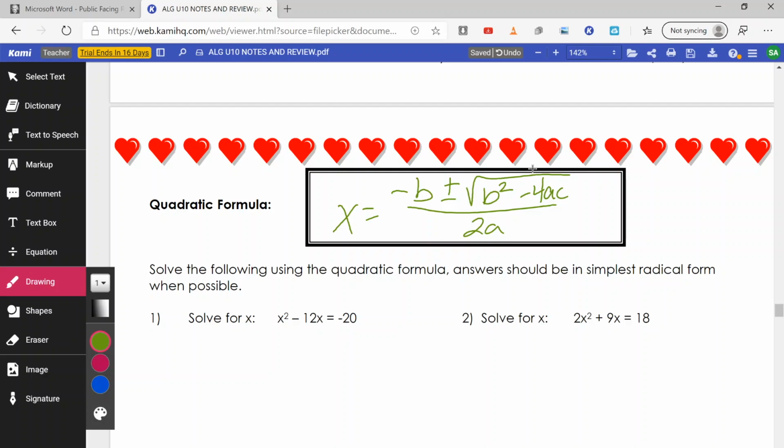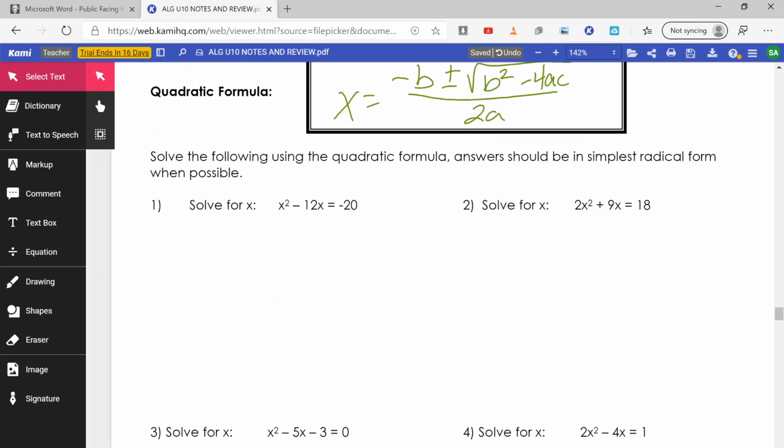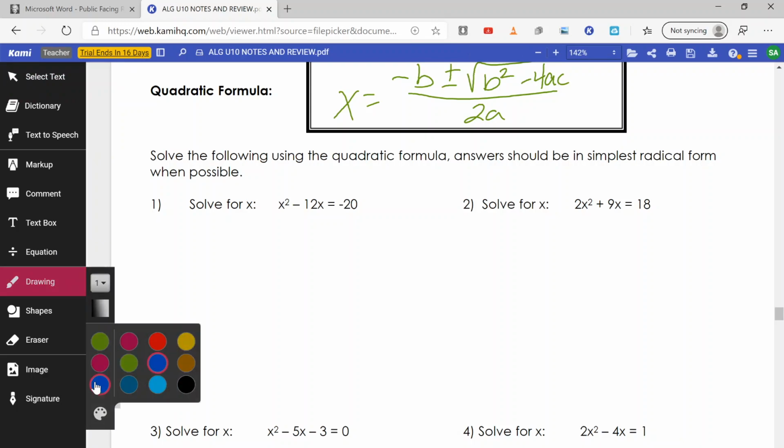And again, in order to use the quadratic formula, our equation has to be in standard form, meaning it must be equal to 0. So once we get into these practice problems, for instance number 1, solve for x, notice my equation is not equal to 0. X squared minus 12x equals negative 20. First step, I have to make it equal to 0.